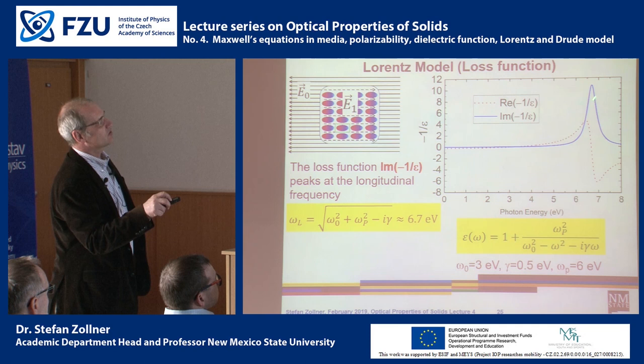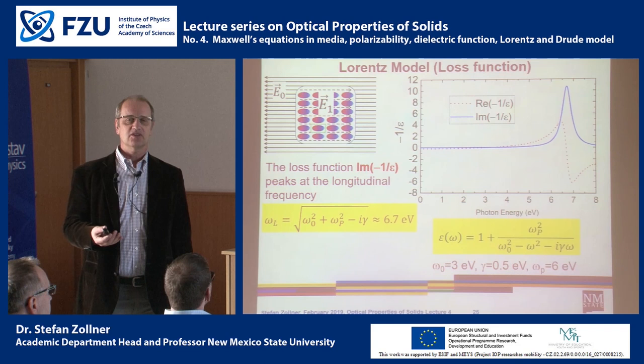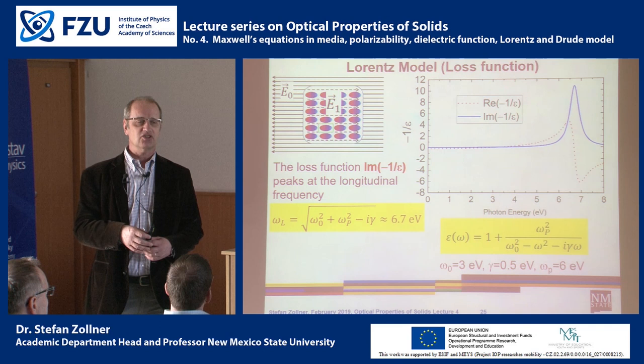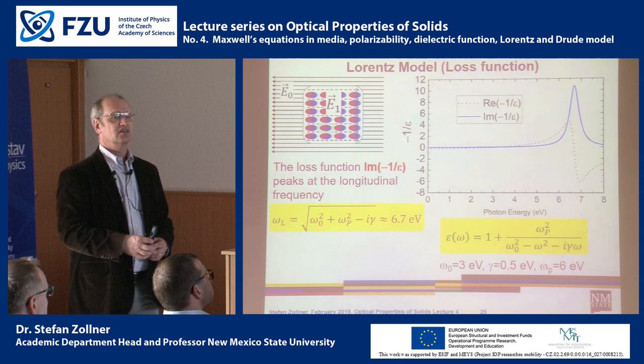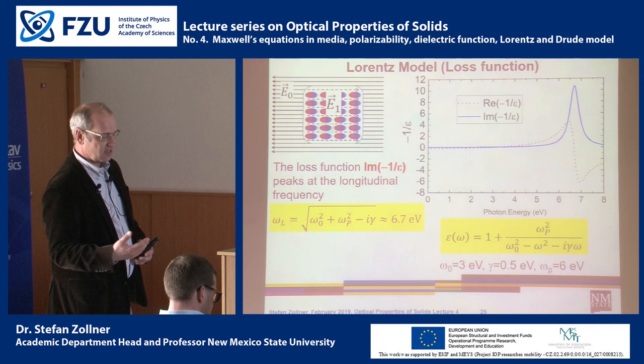The loss function is called loss function because people find it often when they do transmission electron microscopy. There's something called EELS, electron energy loss spectroscopy, where you shoot at your specimen with an electron beam, and then you measure the energy of the electron beam before and after it goes through the sample. And then you do that as a function of the incident electron energy, and so you measure the electron absorption rather than measuring the absorption of light.